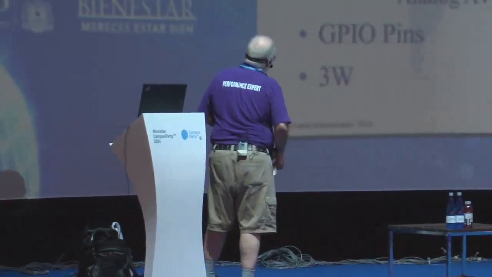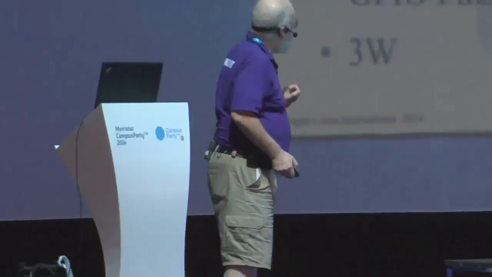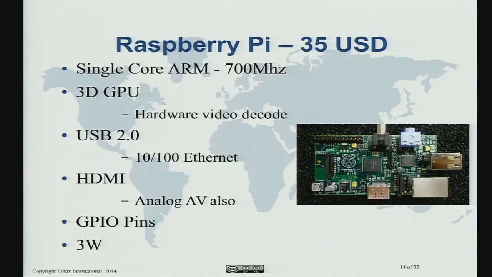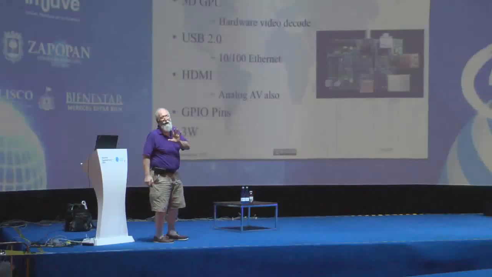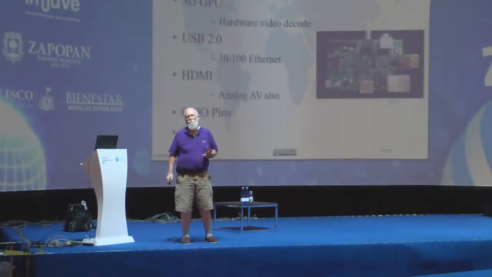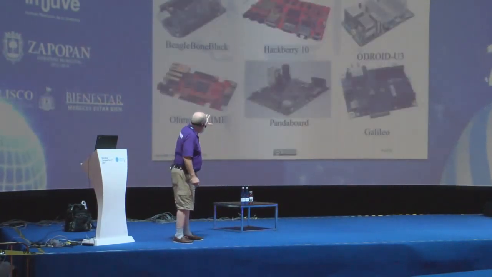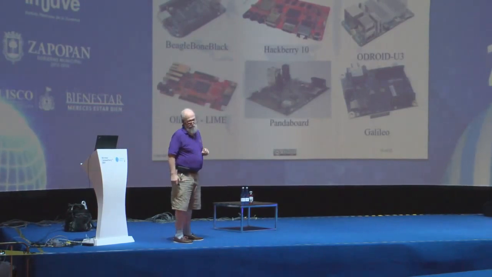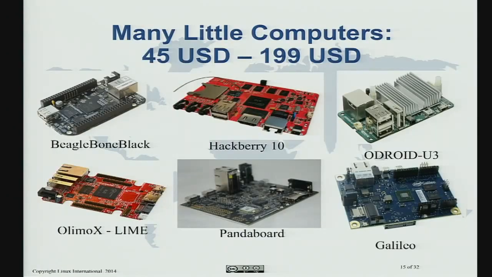So here's the Raspberry Pi, $35, single core ARM computer, RISC instruction set, 700 megahertz, which you can overclock perhaps to 800 or so. A 3D GPU, very nice little computer. And this is a fine computer for somebody who's in high school. But you could look at all these other little computers. And each one of them has a specialty that makes it unique.